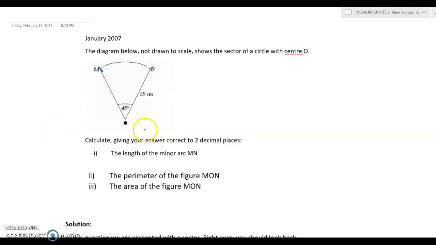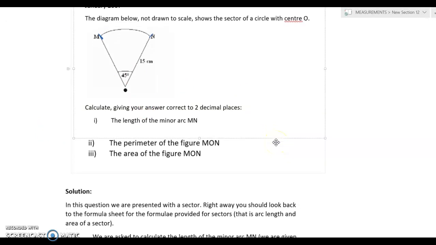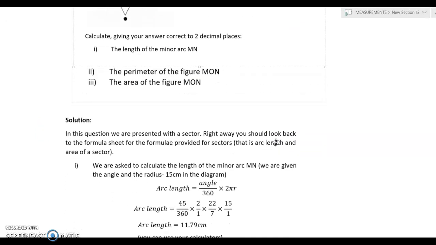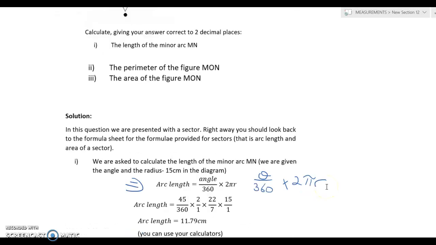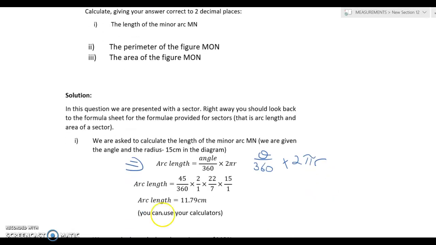Now, we know to find the length of an arc, again, this is given in the formula sheet, so you should look back at it. The formula is angle over 360. In the formula sheet, they use theta over 360 times 2 pi r. In this question, they didn't tell you what to use for pi, so you could use whatever you want. I'll just use 22/7.